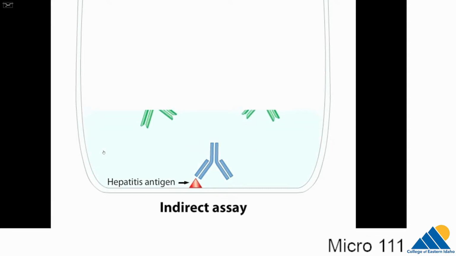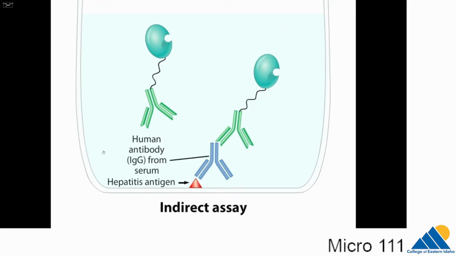Now a secondary antibody, conjugated to an enzyme, is added. The secondary antibody is specific for human IgG isotype antibodies. A washing step removes unbound antibodies. Adding the substrate results in a positive color reaction.